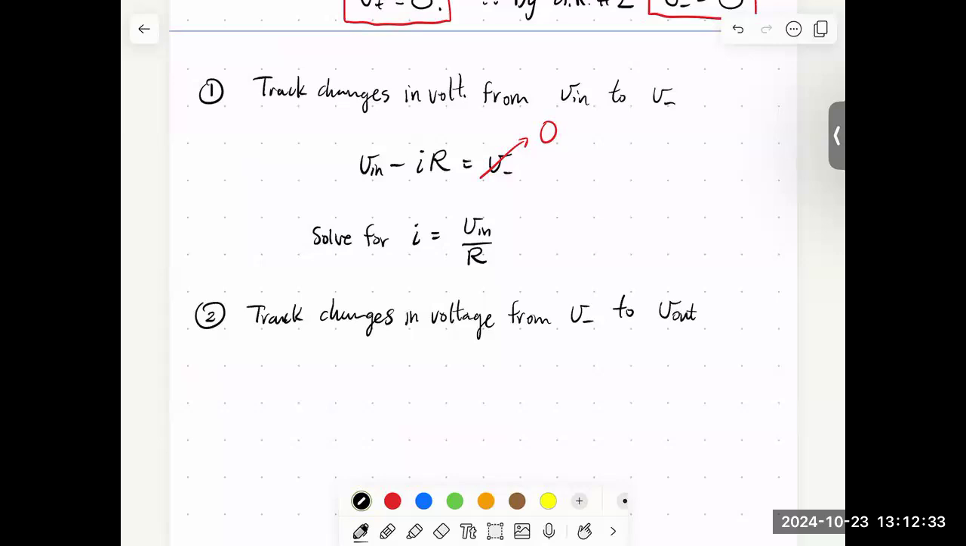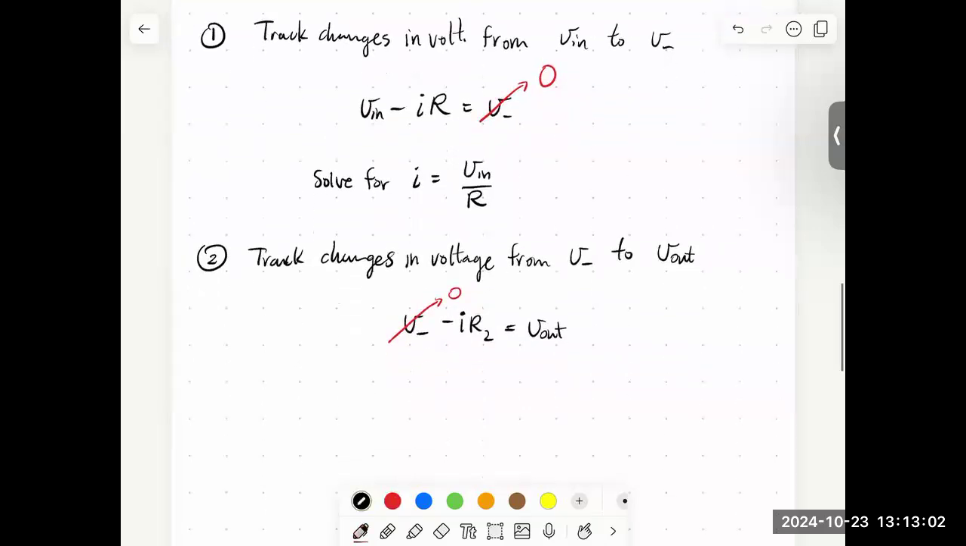Okay, so what did we say? We're going to start at V minus. We know that's 0, but I'll just write it down this time as V minus. We're going to go through R2 in the direction of the current. So we're going to lose voltage IR2. And then we arrive at our output, V out. And we already know this is 0. Okay, so V out is equal to minus IR2.